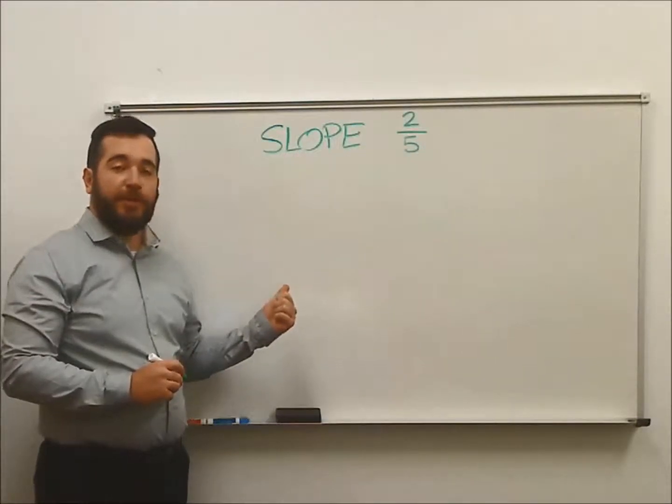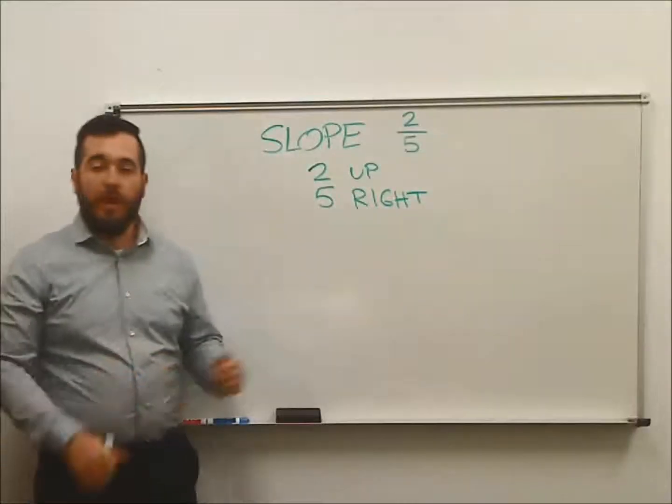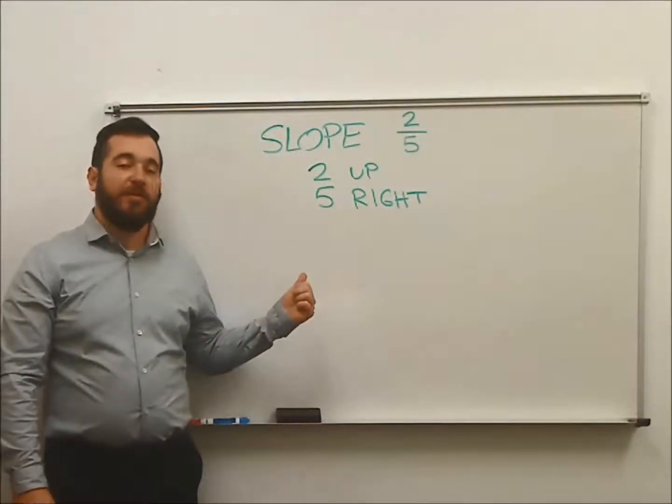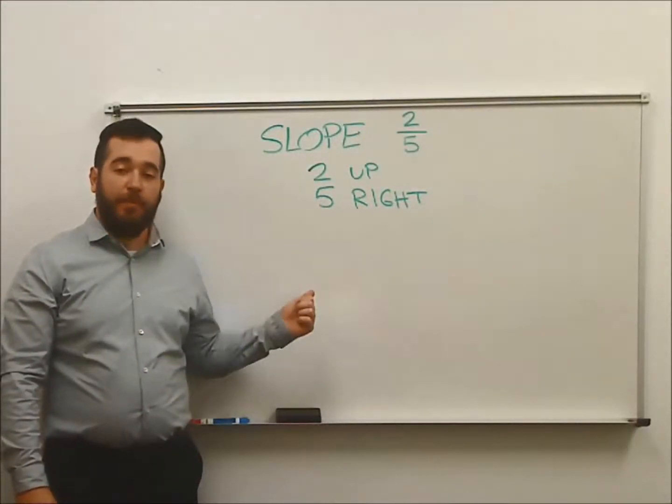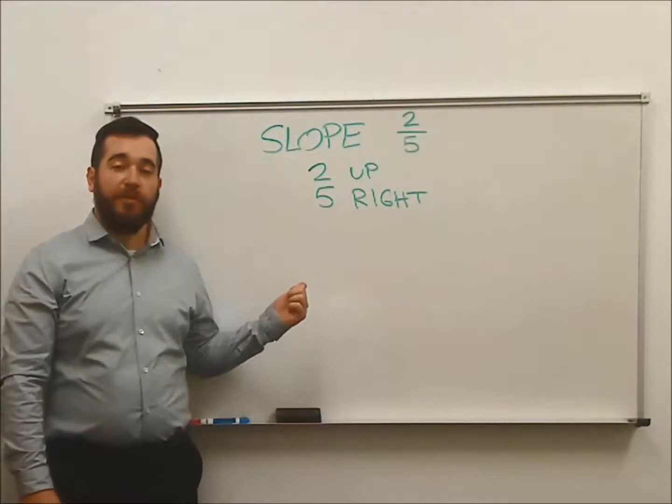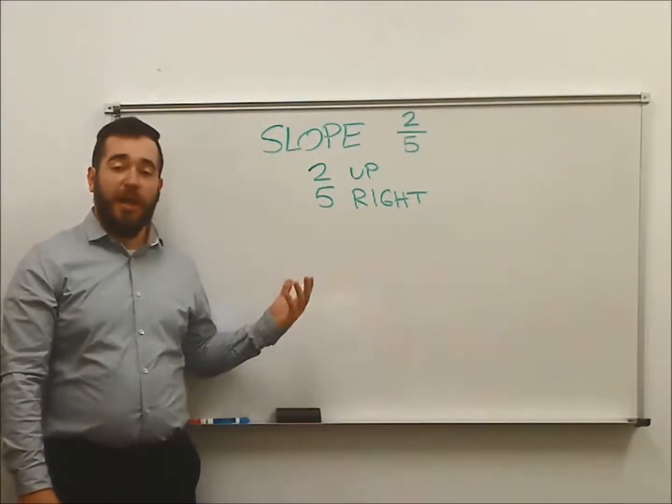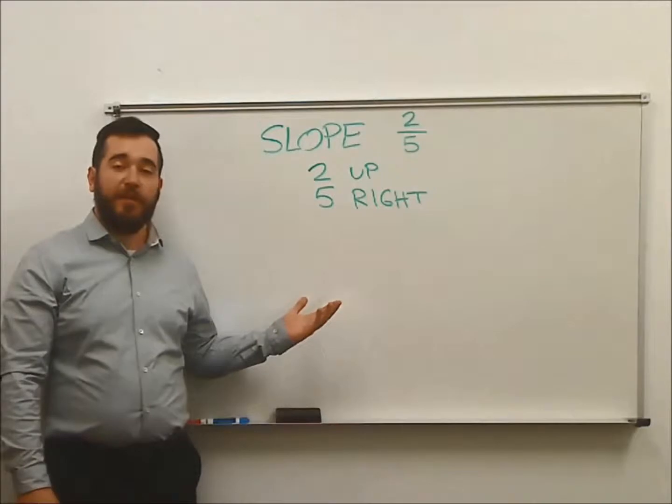So what about fractional slopes, like 2/5? This just means that this particular line moves 2 units up for every 5 units that it moves to the right. Now, let's take a look at all these different slopes on a graph.